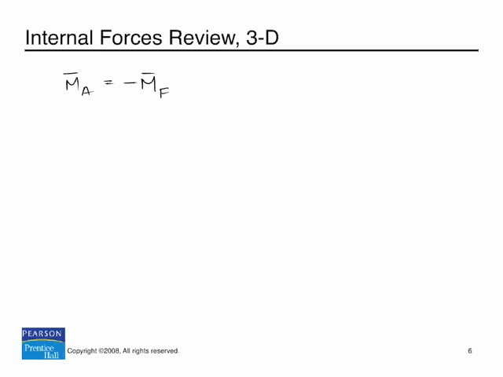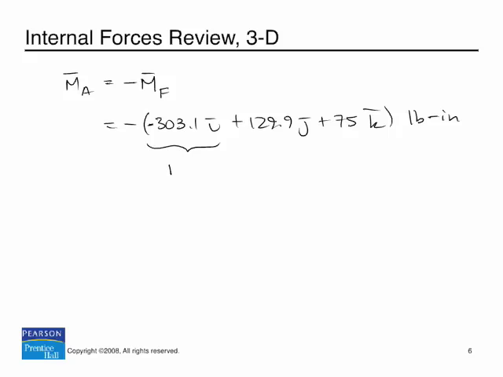And all we have to do is look at those numbers. So just to remind you, we would get minus 303.1 in the i direction, minus 129.9 in the j direction. Sorry, that's a minus there. Plus 75 in the k direction, pound inches. And what you notice is that this is what we called Mx earlier in the analysis. That is called Ty, and that is Mz.